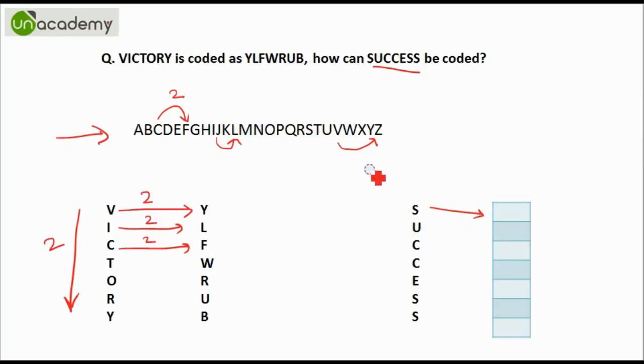The same will be done to success. S will be jumped 2 places to form V, U will be coded to X, C will code to F, E will code to H, and S will code to V. So this was a fairly simple example telling us how the jumps are happening and what pattern is followed. So you might feel very comfortable with these type of patterns.